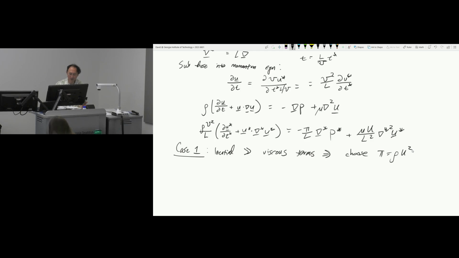Because I said inertial is going to be dominant, I chose a characteristic pressure that's consistent with that. And that is this dynamic pressure, something that scales with the density, which is how much inertia changes. If inertia is greater than viscous terms, and I choose pi equals this, I can simplify this a little more into the following. So I haven't taken any terms out yet. I'm just going to do a division.